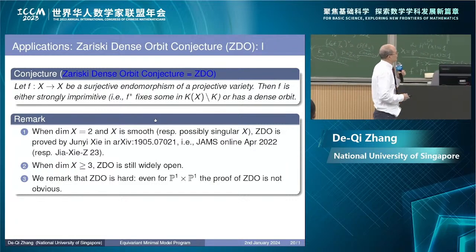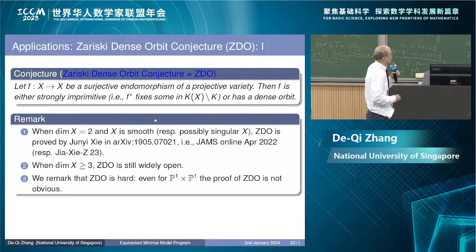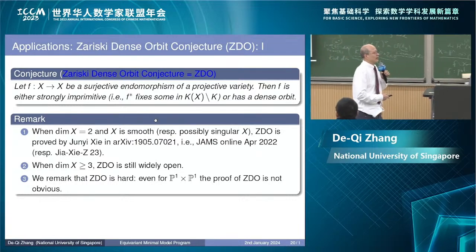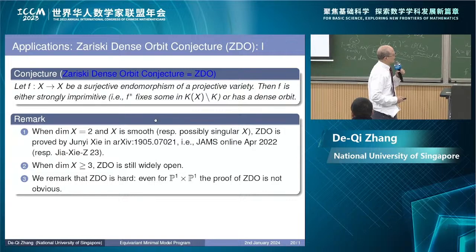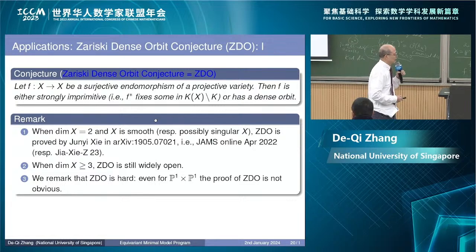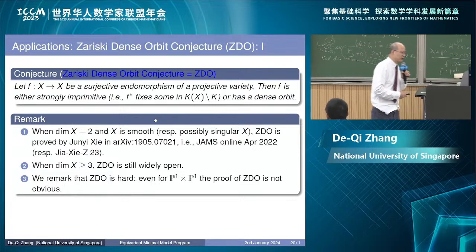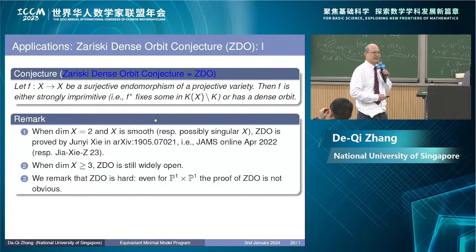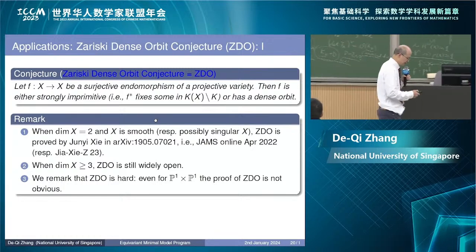In dimension 2, it's very recent. It's 2022 by Junyi Xie. He's in Beijing now. It was proved in the smooth case, and Junyi and my former student Jia, we extended it to the singular case. So in dimension 2, it's proved. Dimension 3 is still open. It's harder, even if you look at P1 cross P1 with the projection. If you have a fibration, you know the conjecture is true for the fiber and for the base, you still cannot prove it, right? So that's the harder case.